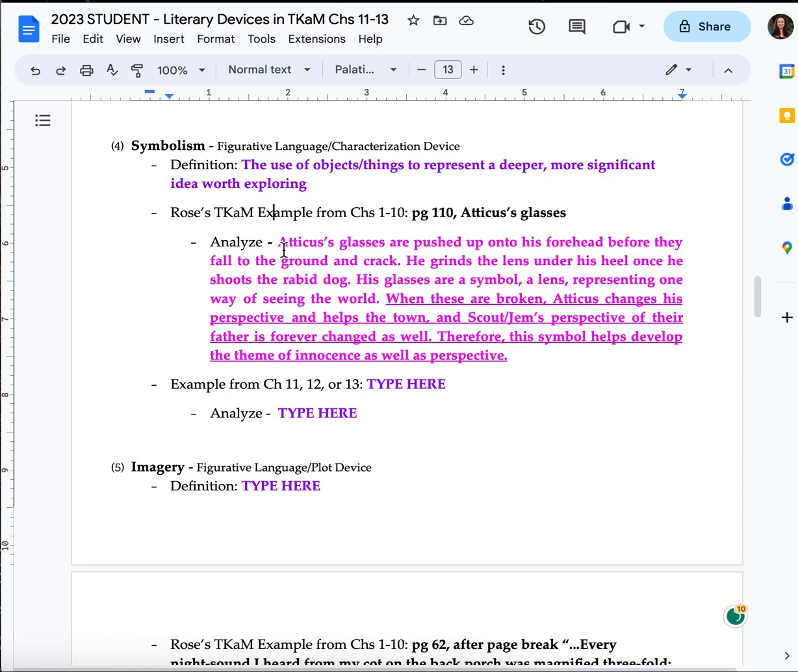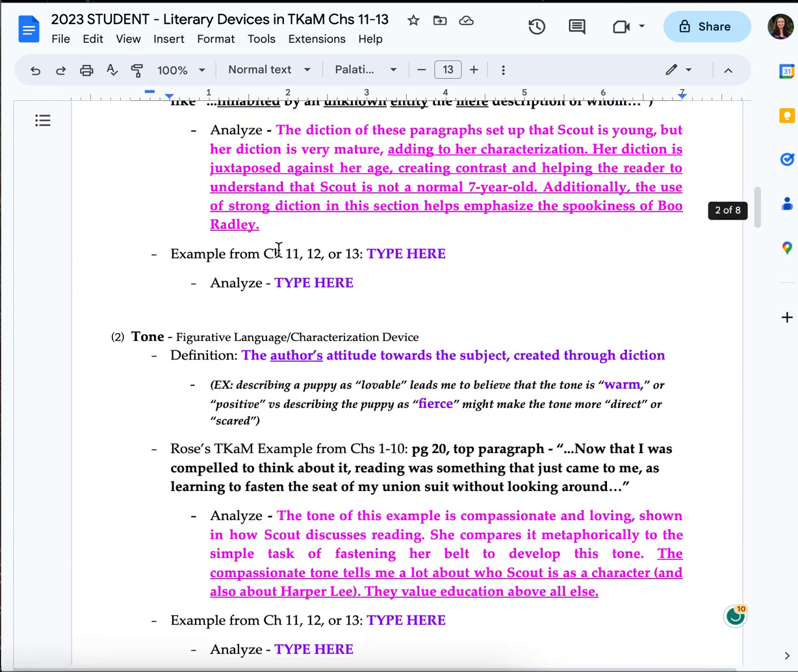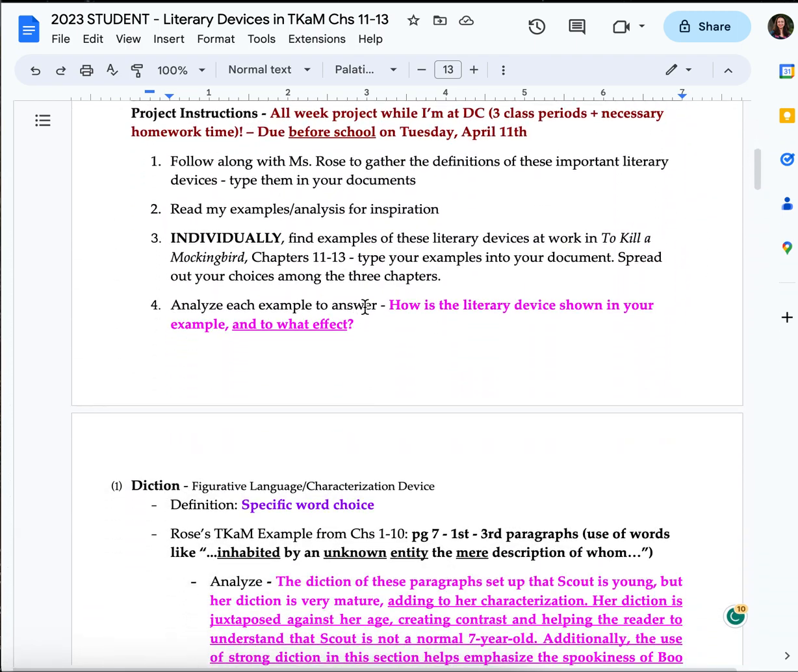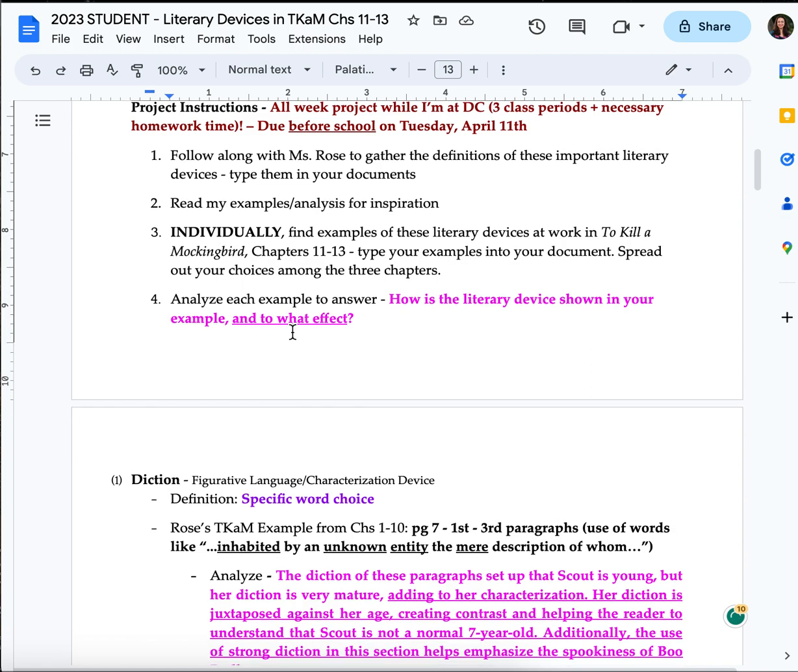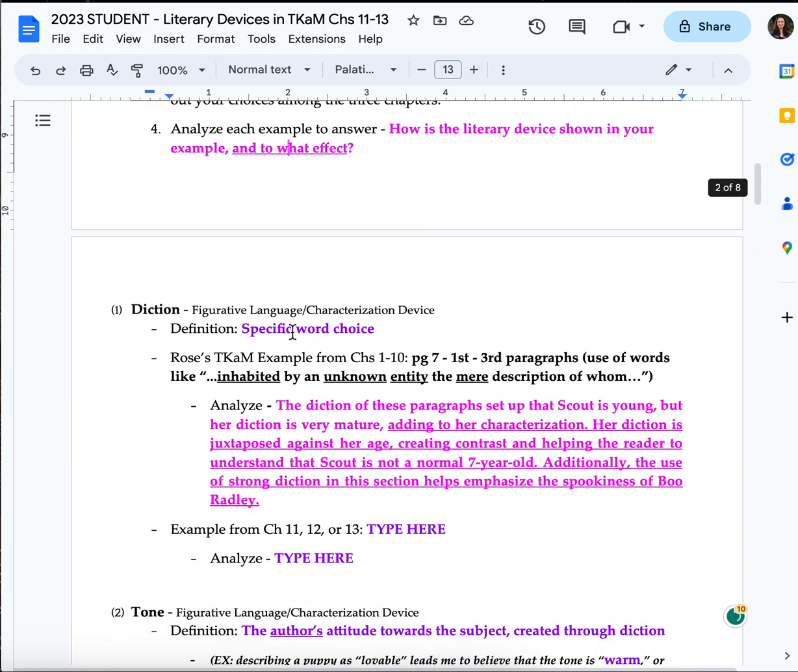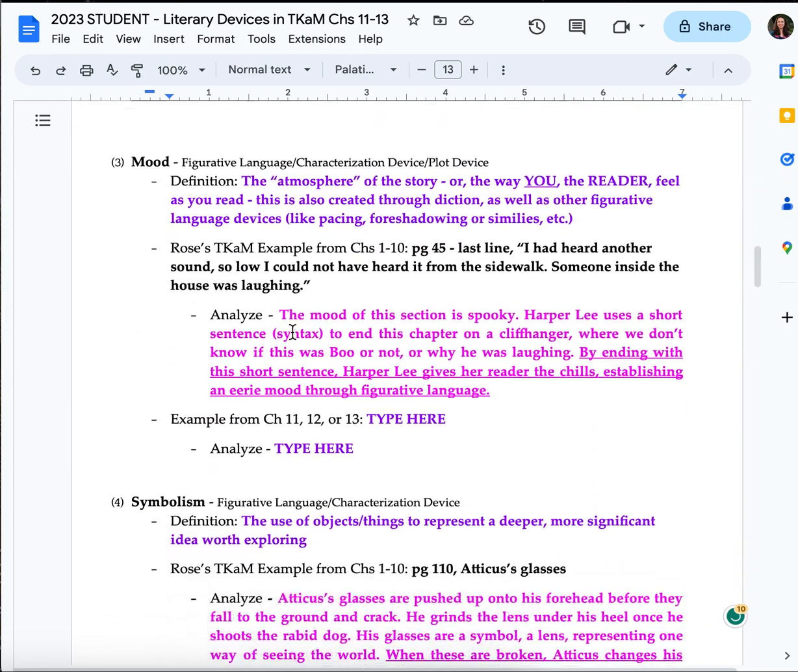In order to analyze this, again, just a quick reminder, when we are analyzing, we are looking at 2 things: how the device is shown and to what effect. And I've separated out my examples with and without the underline so you can see how I do these things. So how is it shown? Prove that it exists, and prove that it does something for the reader.